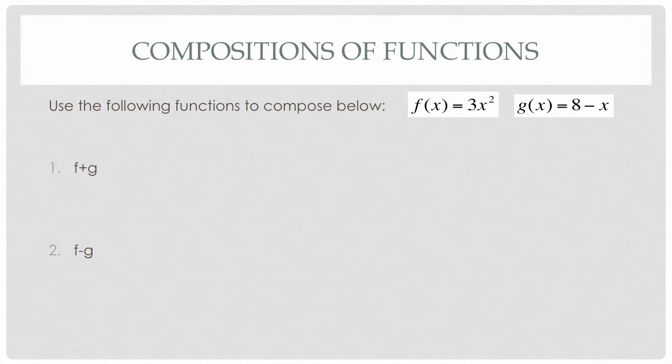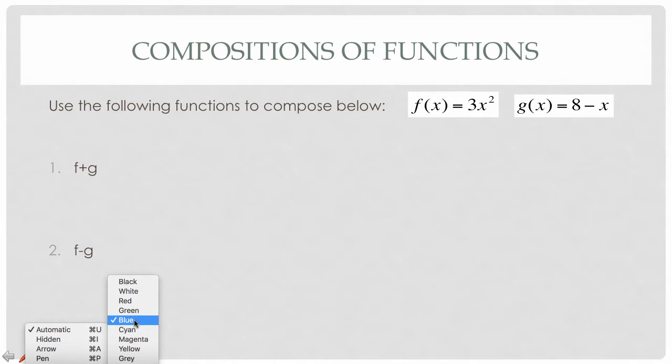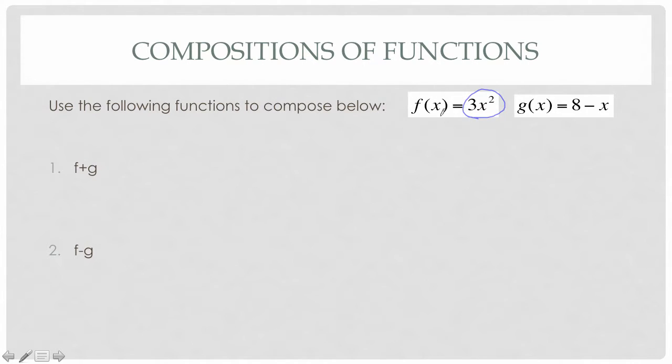So for example, here we go. We've got two functions. One of them is a parabola or quadratic function, 3x squared. The other one is a linear function, f and g. And we're going to add f and g together, and then we're going to subtract f and g. We know how to do this. I just want you to see the notation. When you see f plus g like this, here's what this means. It takes function f, which is 3x squared, and we're going to add to that function g, which is 8 minus x.